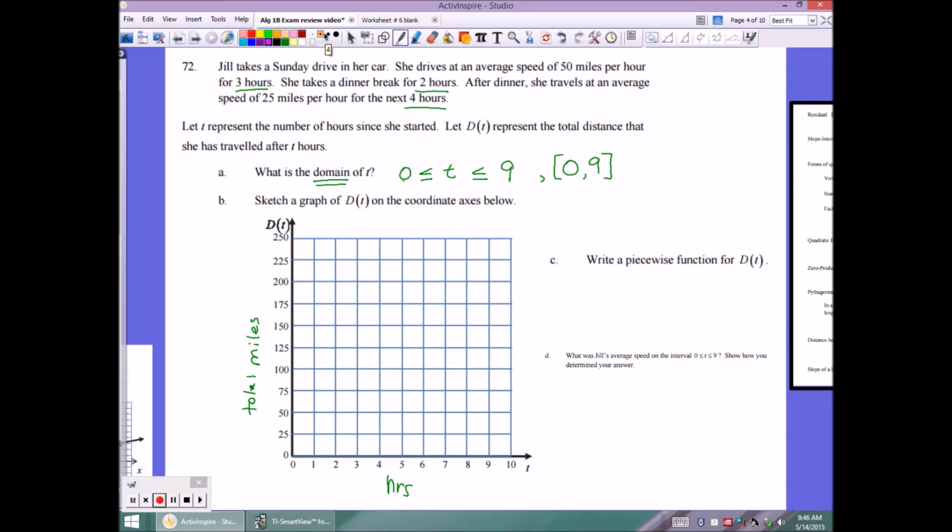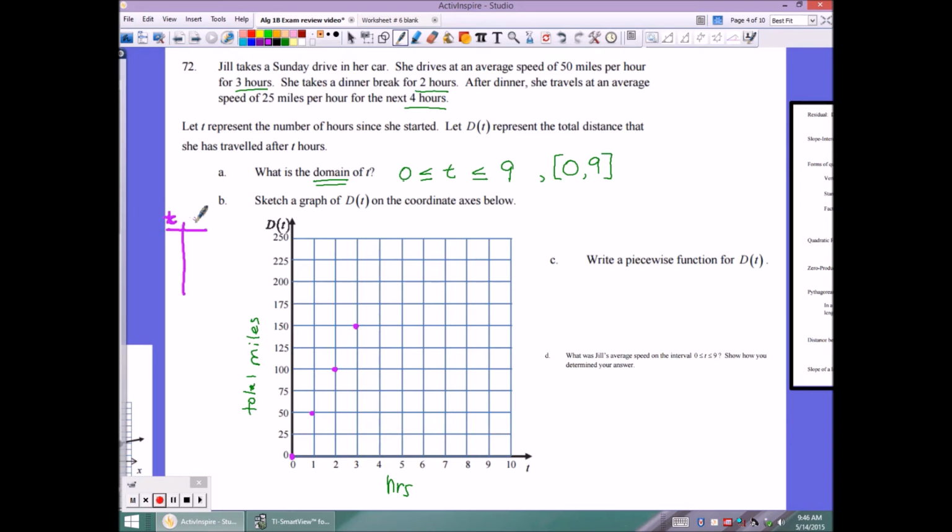Well, let's see. She starts at an average speed of 50 miles per hour. At the beginning, she hadn't gone anywhere. After 1 hour, she went 50 miles. After 2 hours, she went another 50 miles. After 3 hours, she had gone another 50 miles. So we could make a t-chart.